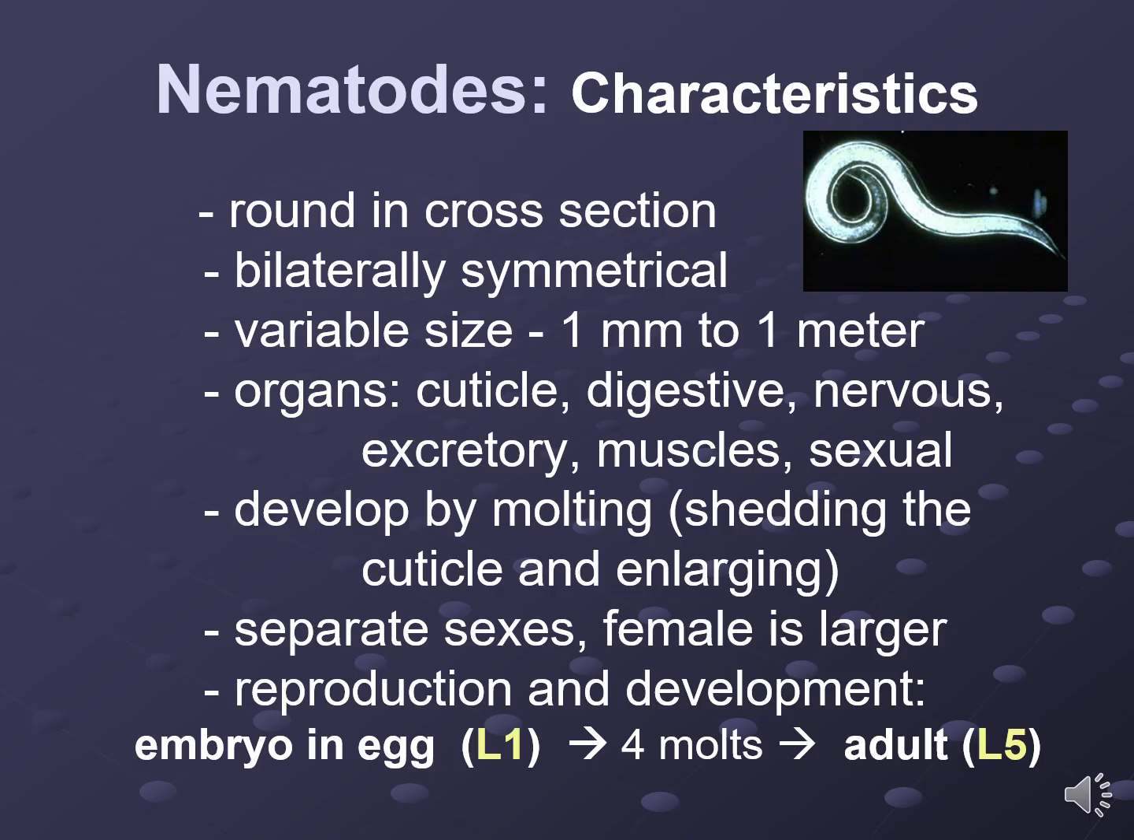They develop by molting, which is shedding the outer cuticle and enlarging from one stage to the other. Generally, they have got separate sexes, and the female is larger than the male. Reproduction and development usually go from the embryo and the egg, referred to as L1. They go through 4 molts to reach the adult stage, which is L5.